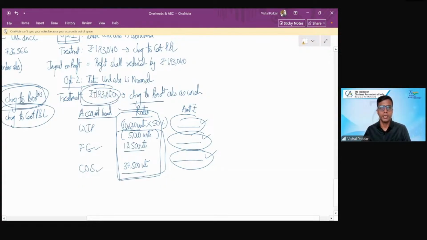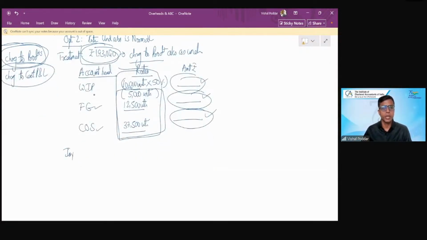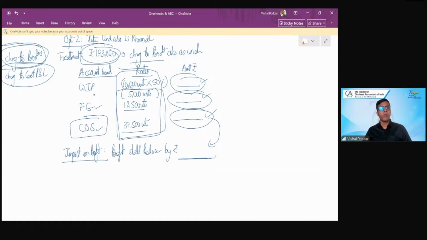Now here again, what will be the answer for impact on profits? Since it is under absorption, again, profit shall reduce, but reduce by what amount? By the amount which is transferred to COS, that is only this amount. So whenever the difference is because of normal circumstances, then your profit is impacted by the amount which is going to COS.